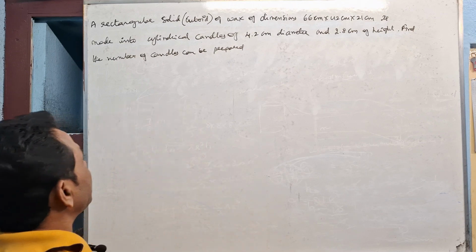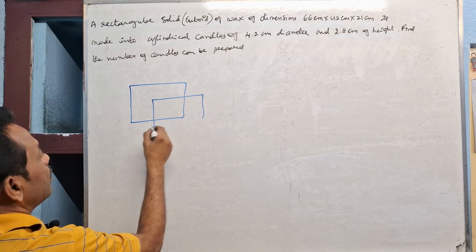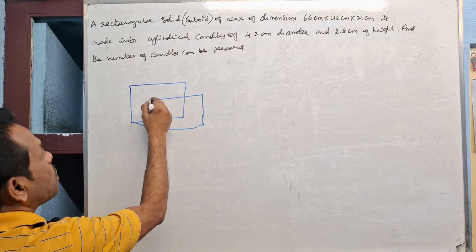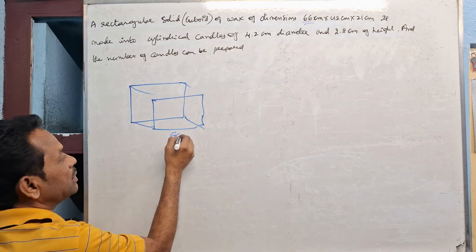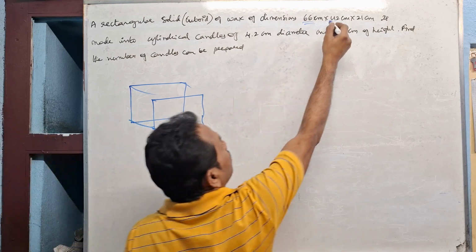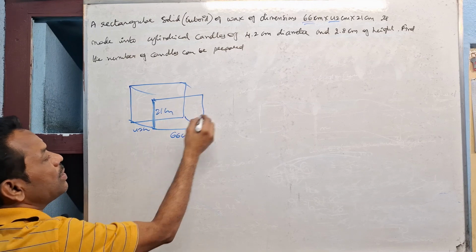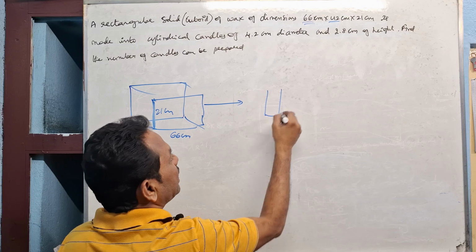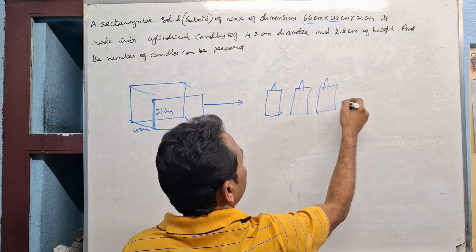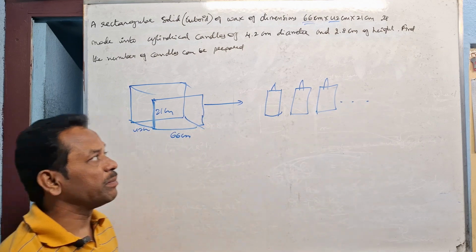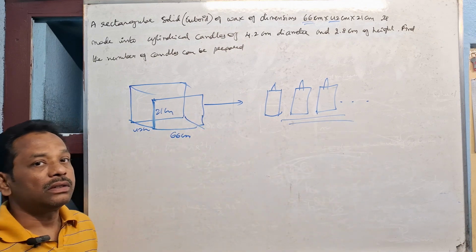Children, in this question it is given that a cuboid of length 66 centimeters, breadth 42 centimeters and height 21 centimeters is made into cylindrical candles. We don't know how many candles can be made, so we need to find how many such candles can be made from this cuboid.